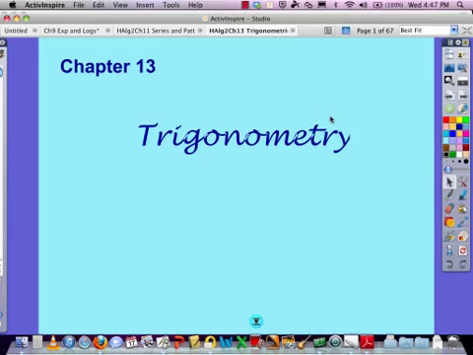Okay, we're going to be starting chapter 13. You can see it's titled Trigonometry, and we will be using several different things that you learned back in geometry when you studied trigonometry. Okay. So right now, we'll start and see what you do remember after we go over the learning goals.